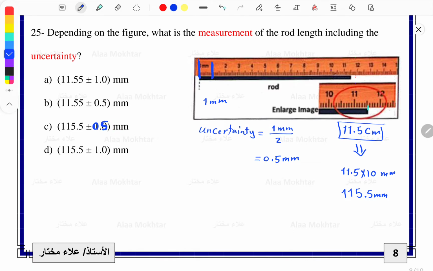Okay. This mistake can happen normally in exams. Okay, this is 0.5. It's clear, yes?